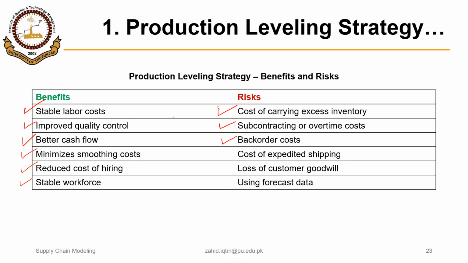Cost of expedited shipping in some cases. You have to ship the product quickly to the customer, so that costs you more. Loss of customer goodwill, especially once you cannot meet the demand. And as the plan is based on forecast, and forecasts are generally wrong, that sometimes results in either producing too much or producing less if our forecast has a big forecast error.